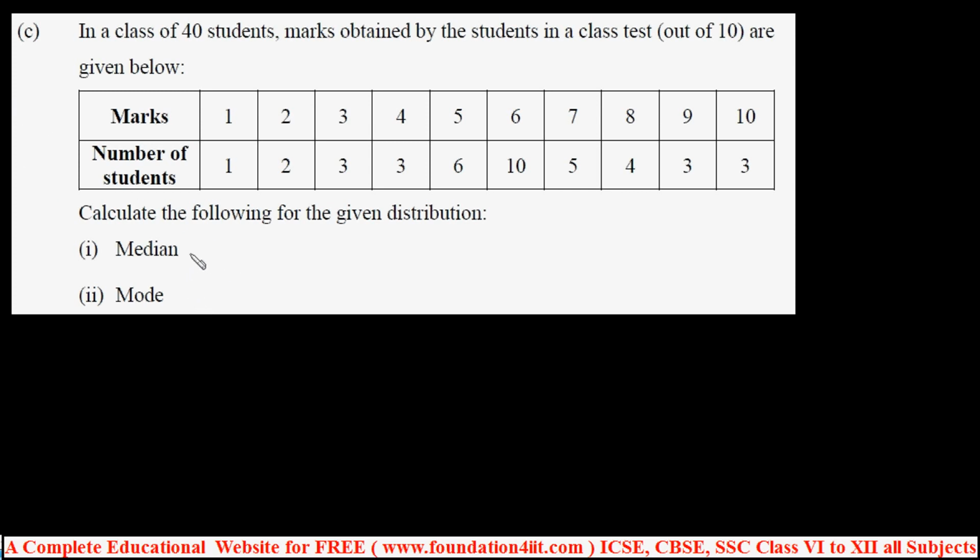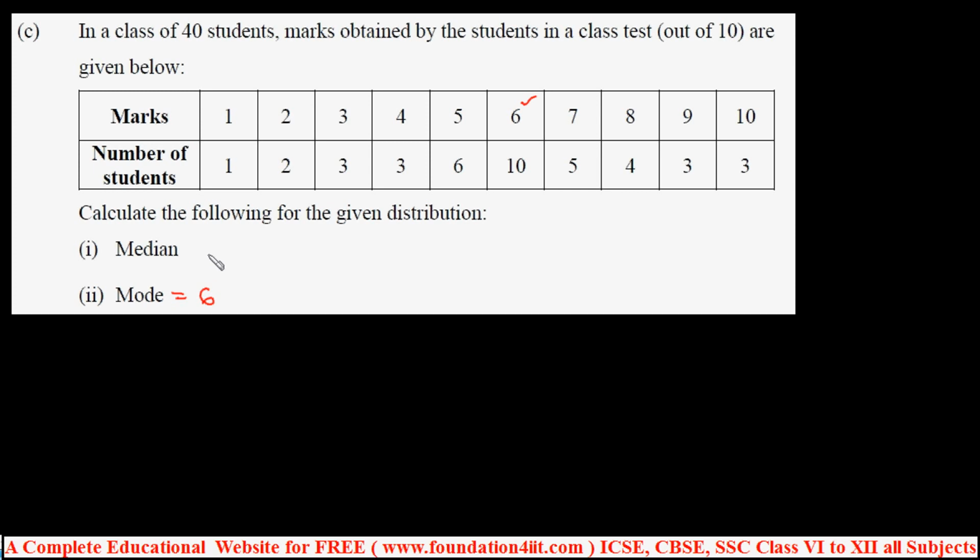For the median, we have to find the cumulative frequency by rearranging this table. But the mode is simple. The mode is nothing but the maximum frequency. The highest number of students is 10, but the value for that is 6. So 6 is the mode. Just observe which is the highest frequency. Mean, median and mode answers always come within the class interval, between 1 and 10.